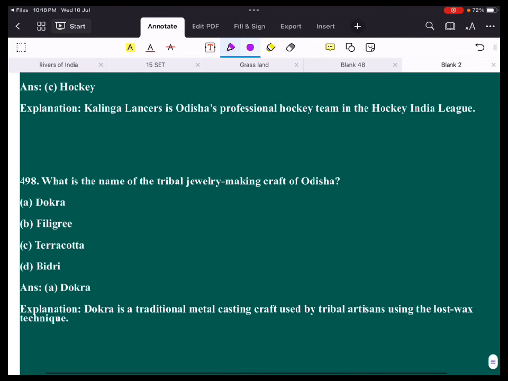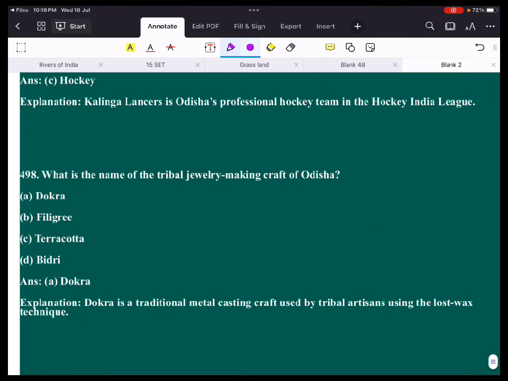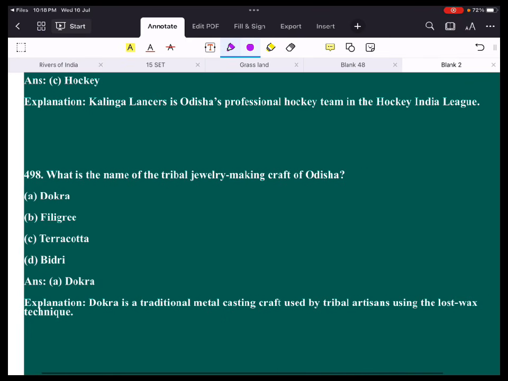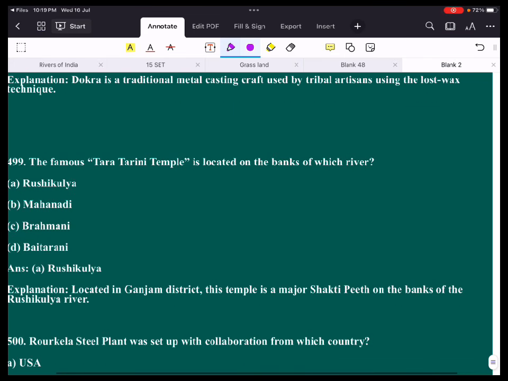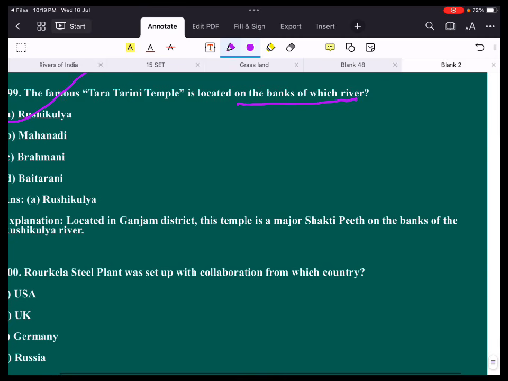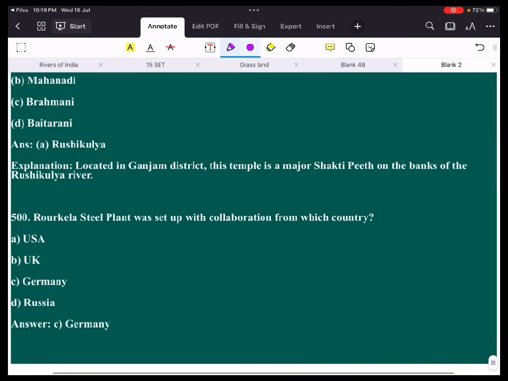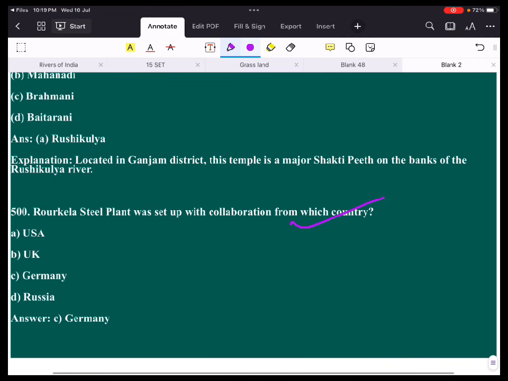What is the name of the tribal metal craft of Odisha? That is Dokra. Option A. The famous Taratarini temple is located on which bank of which river? That is option A, Rushikulya. Rourkela Steel Plant was set up with collaboration from which country? That is option C, Germany.